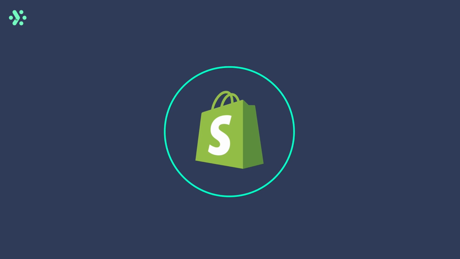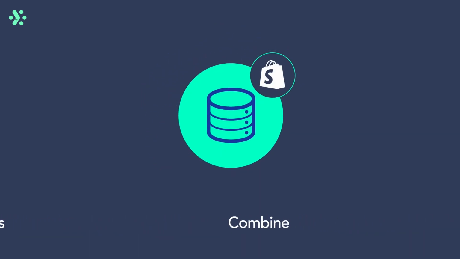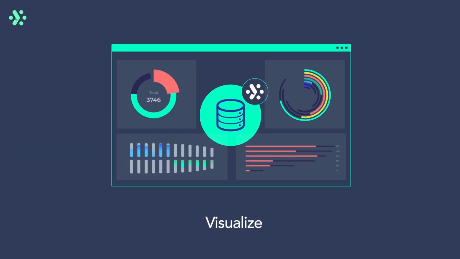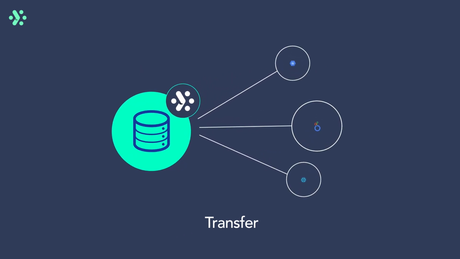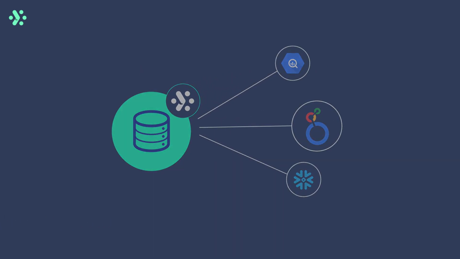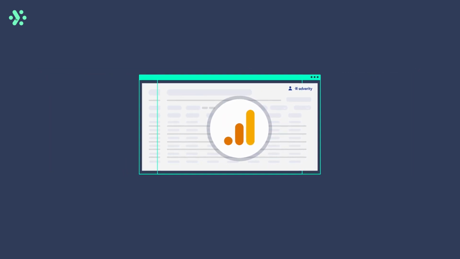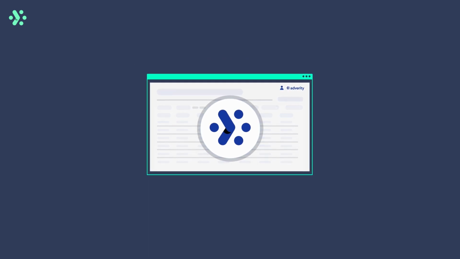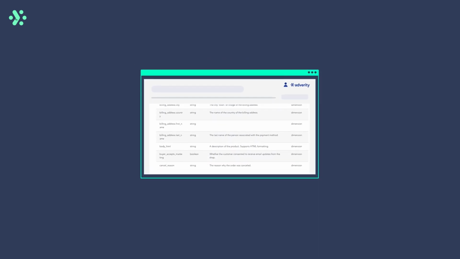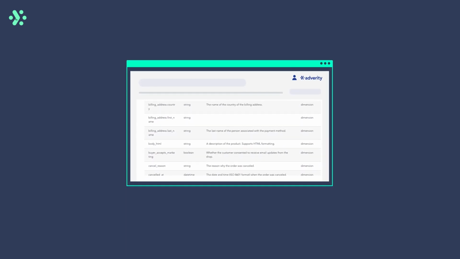With Adverity's Shopify API, you can automatically fetch data, transform and enrich it, combine it with other data, analyze and visualize it directly in Adverity, and send it to any desired destination for further analysis or storage. For example, you can combine your e-commerce data with data from different ad platforms to get an accurate picture of how your ad campaigns are impacting sales. You can find a full list of the Shopify dimensions and metrics you can fetch with Adverity in the Adverity documentation.